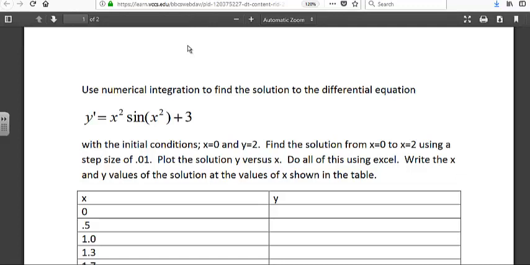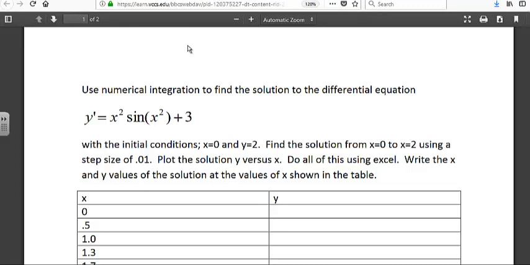Okay, so here is our numerical integration handout. There are two sides to it, and we're going to use Excel to solve the problem. You can see the equation I chose is fairly involved. We couldn't solve it using analytical techniques, using what we know so far.